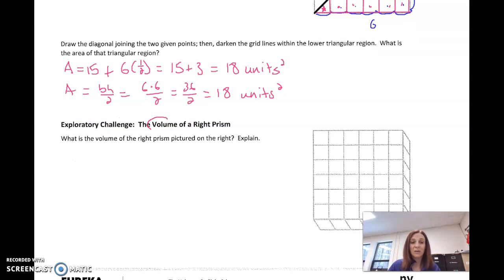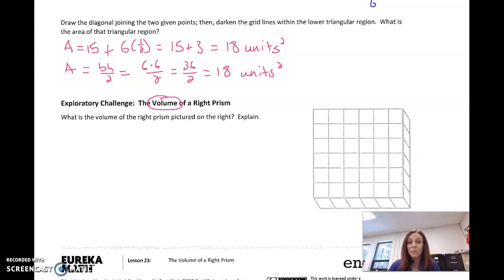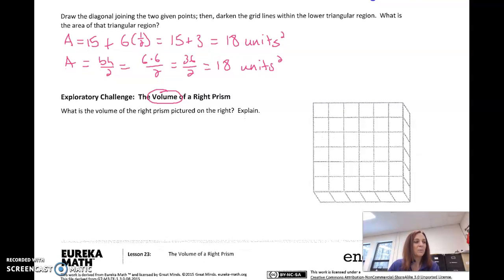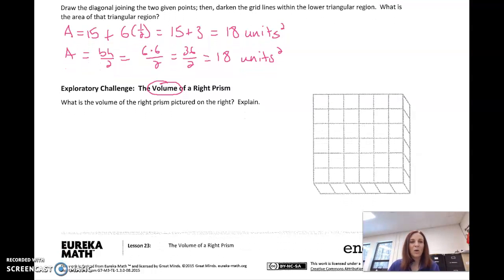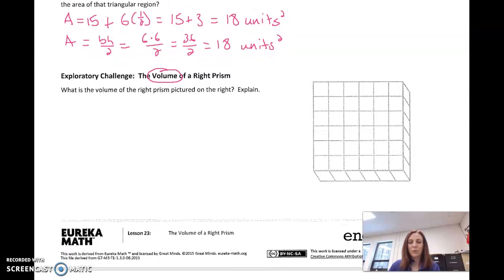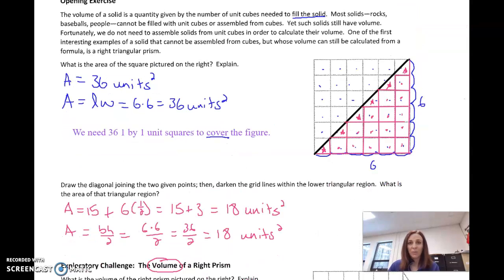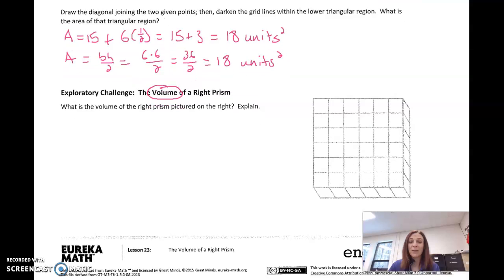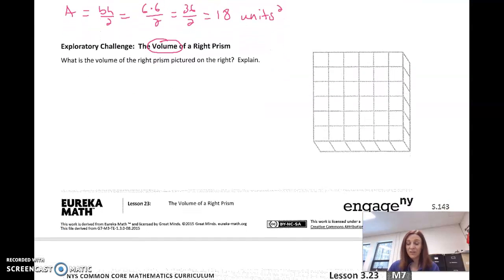But now, volume. How much room it takes up, how much space it takes up, how many cubes we need to fill it. So the next part says, what is the volume of the right prism pictured on the right? Well, volume is given by the number of unit squares needed to fill the solid. So how many unit squares do I need to fill this whole thing here?